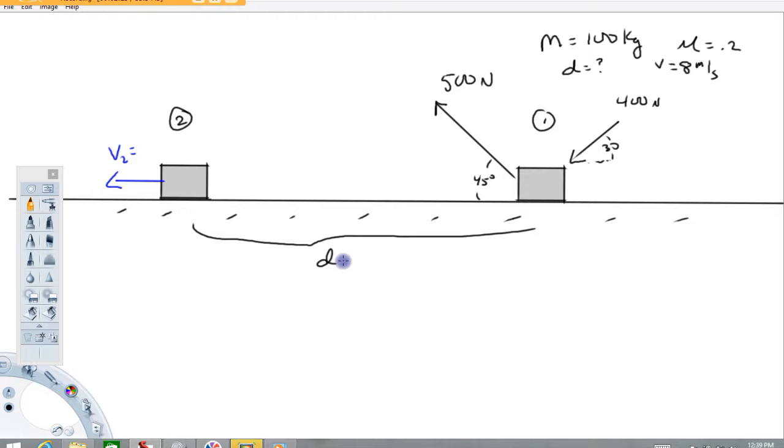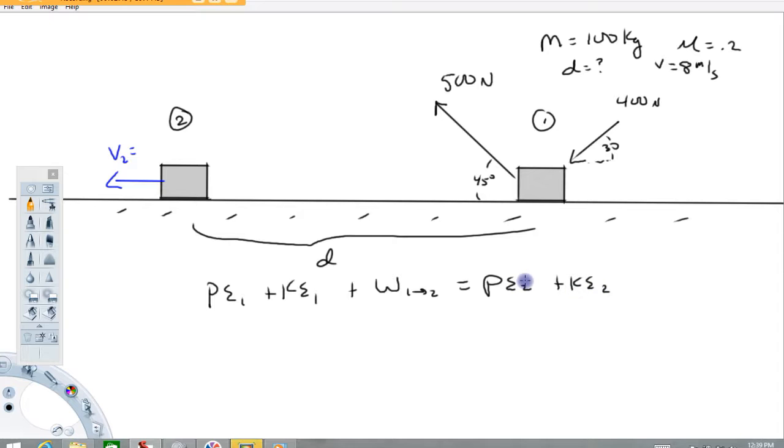Now, I'm going to write out the work energy theorem, which says PE1 plus KE1. This stands for the total energy of the system at state 1, plus all the work between 1 and 2 has to equal PE2 plus KE2.